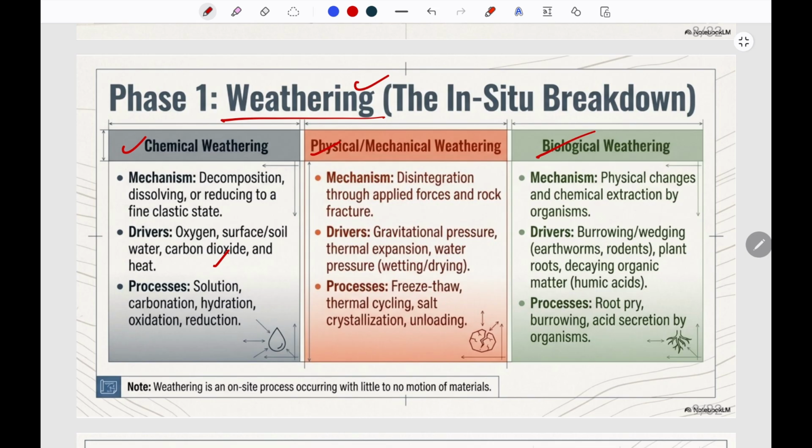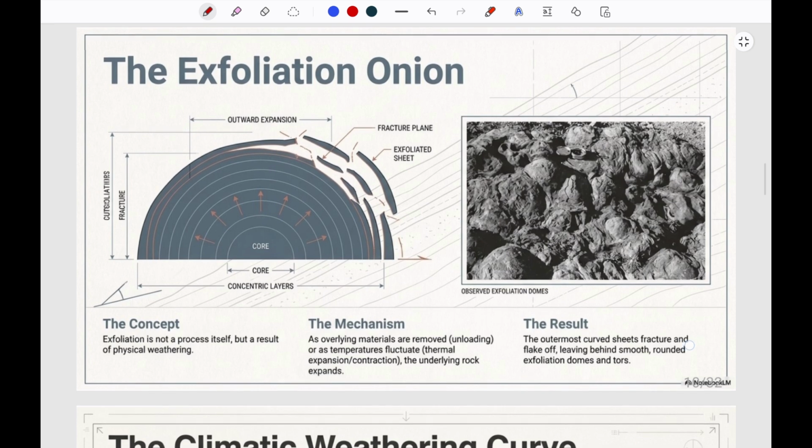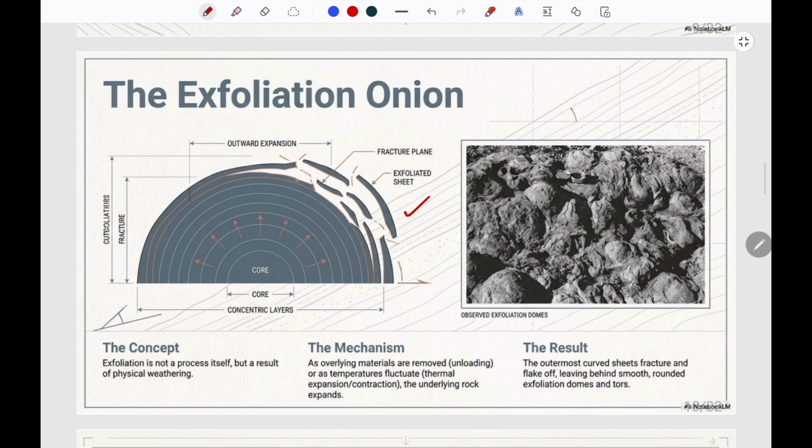And biological weathering is due to biological organisms, that is animals, plants, dead and decaying organisms. So this is biological weathering. Now exfoliation, it is the result of weathering, that is peeling of the surface, such as the layers of onions are peeled off. In this form, if the weathering happens, this is known as exfoliation.